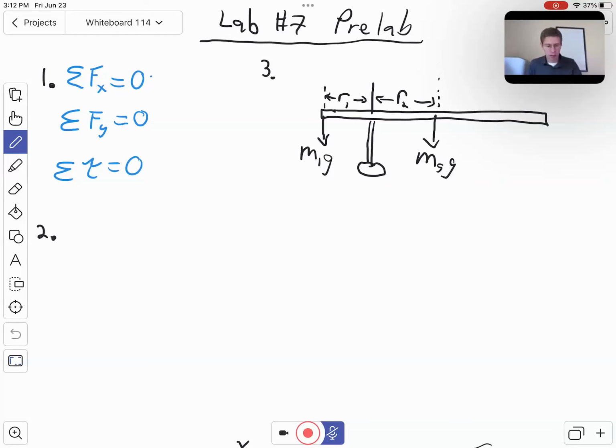You can summarize these first two as just saying the net force as a vector is equal to 0. That would also work as well. And you could make this a vector as well. Any combination of those would be the correct answer for the first question.